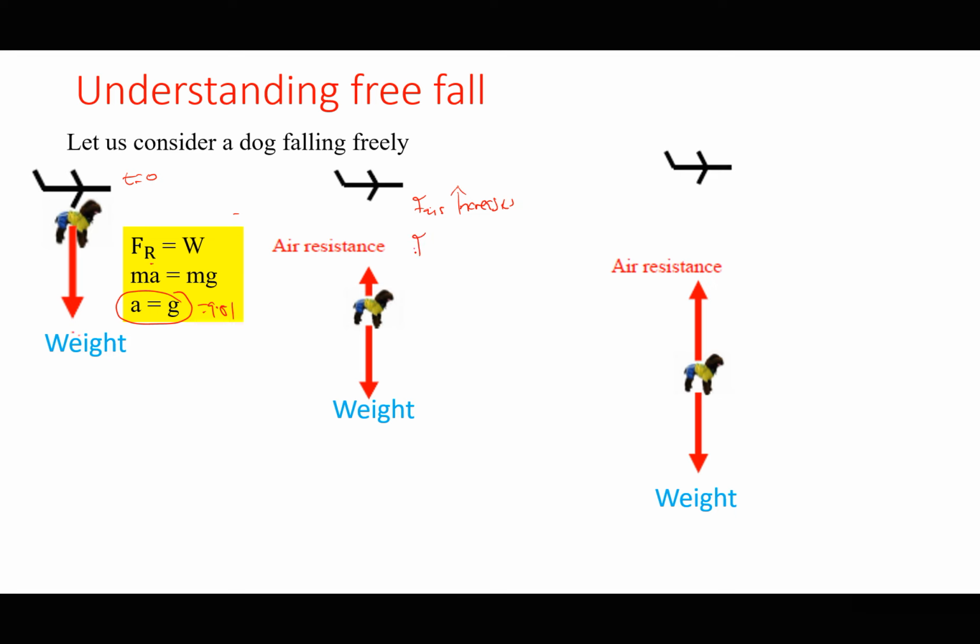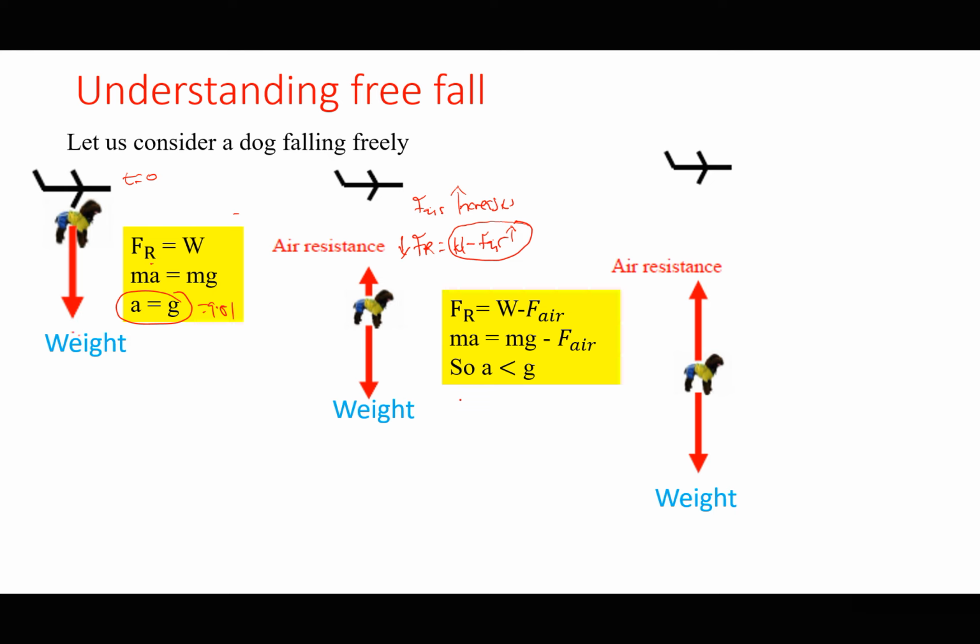And remember, the resultant force is the difference between the weight downwards minus the force due to air resistance. So because the force due to air resistance is now increasing, it means the difference is becoming smaller, so the resultant force is decreasing. So in that case, we say that the resultant force Fr is going to be the weight downwards minus the air resistance. The resultant force is given by ma according to Newton's second law. So this would be the weight minus the force due to air resistance.